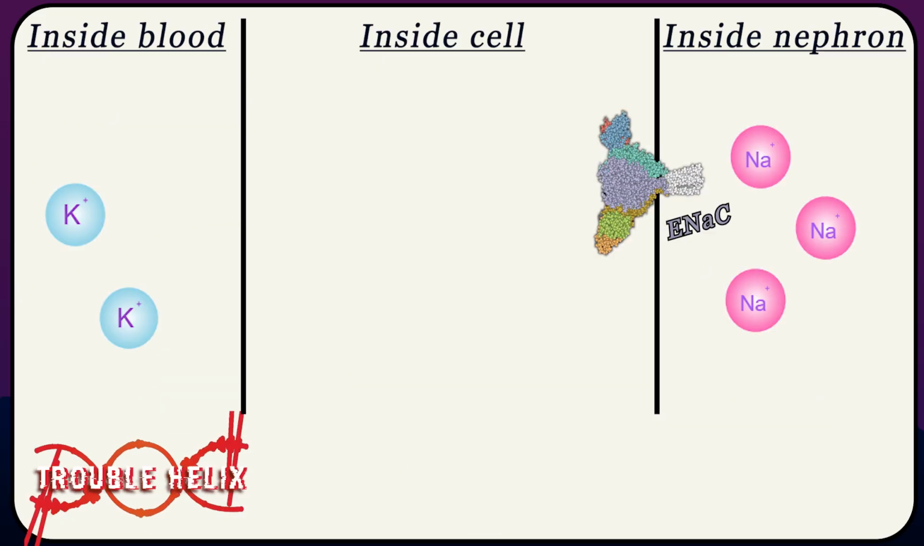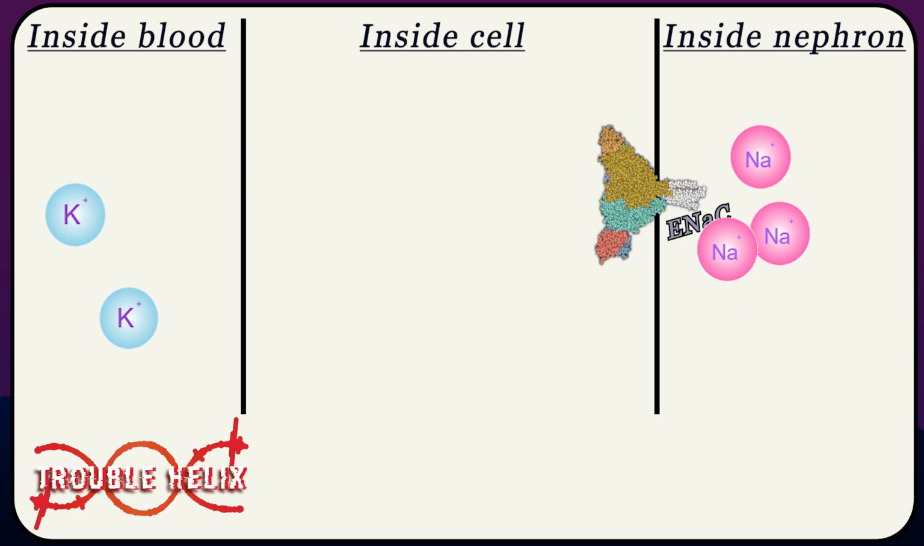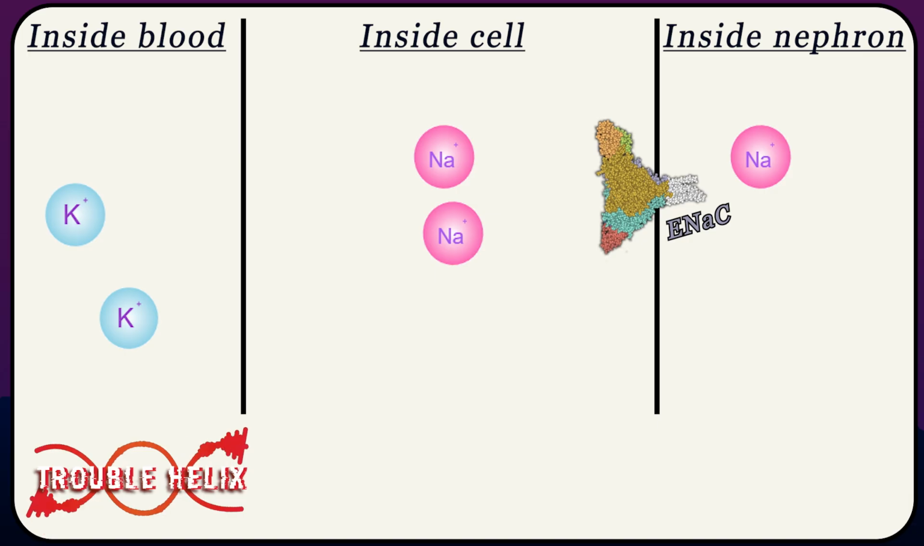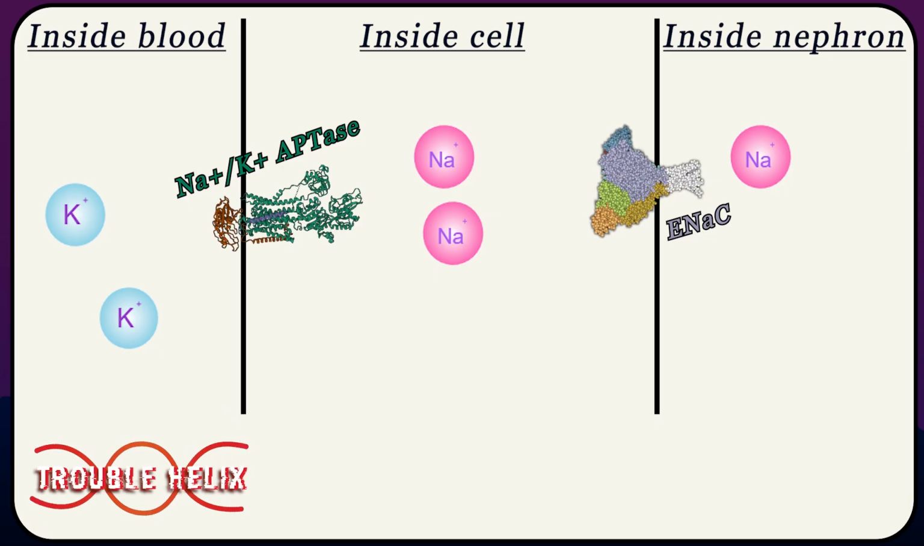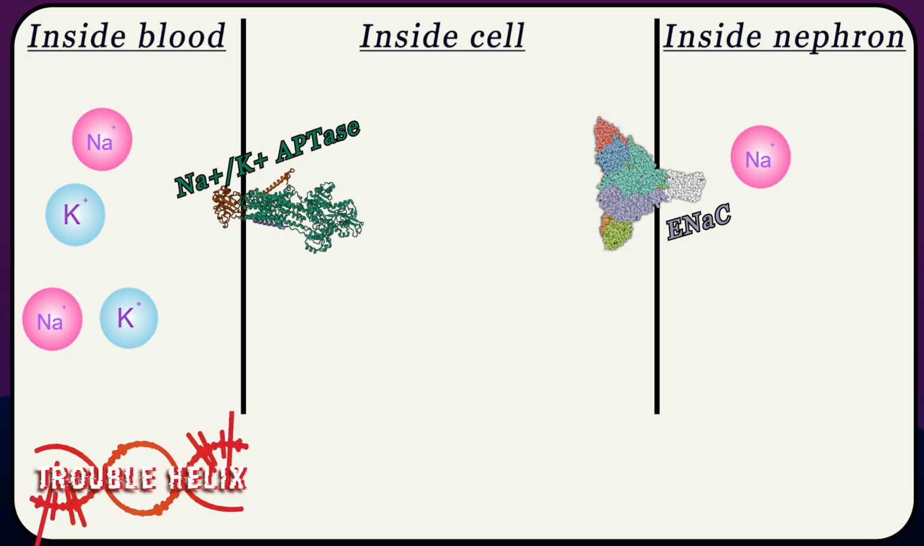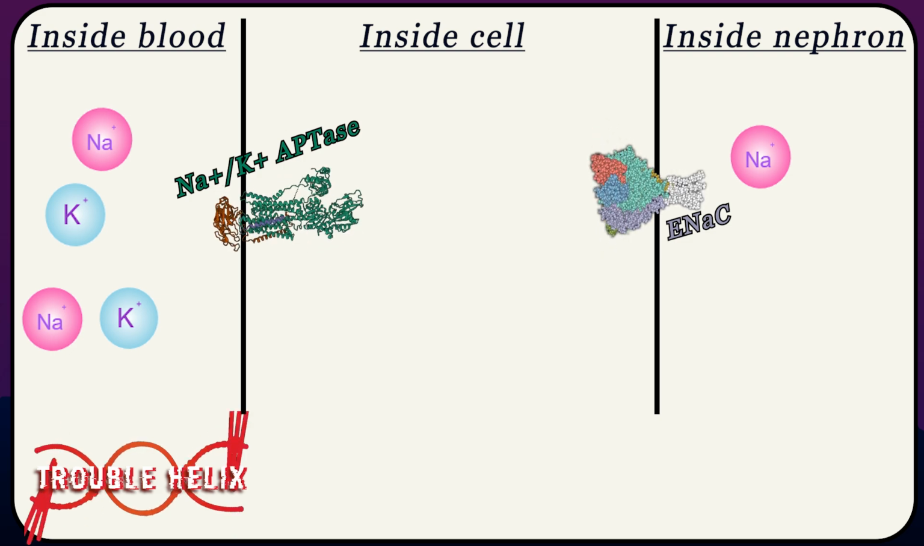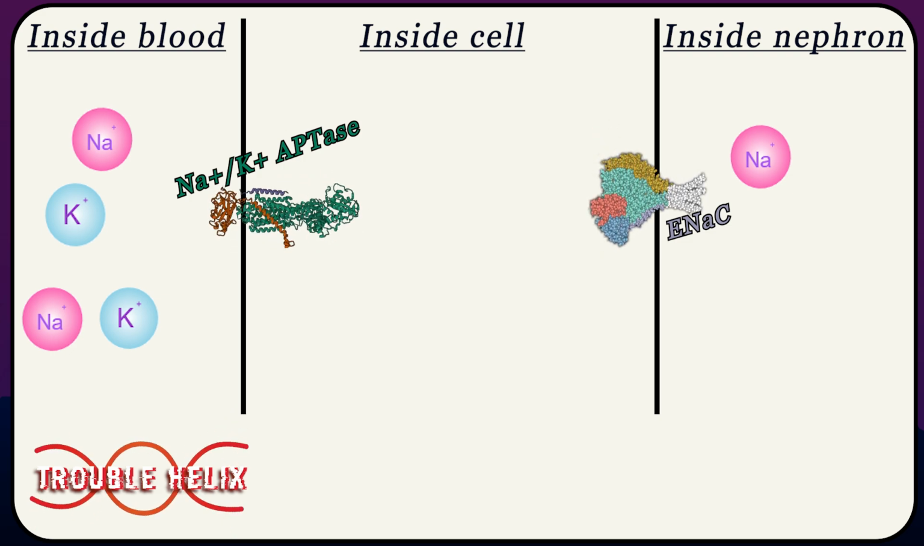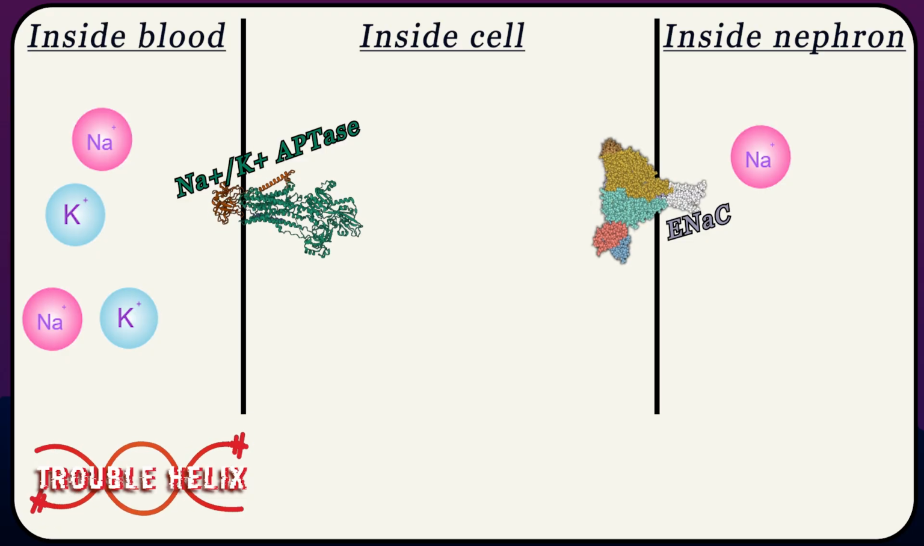ENaC will insert itself into the cell membrane on the luminal side, the side that faces the lumen, or the inside of the tubule. It's going to take in sodium from that tubular fluid that would otherwise be urinated away and bring it into the cell. On the other side, the sodium-potassium ATPase is going to pump that same sodium out of the cell and into the extracellular fluid, which includes our blood plasma.